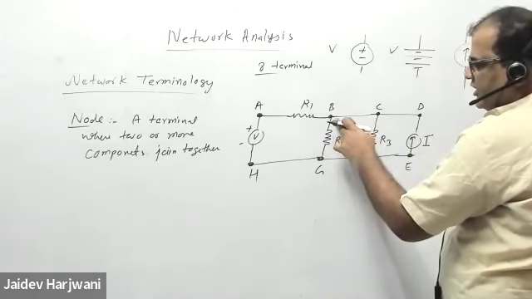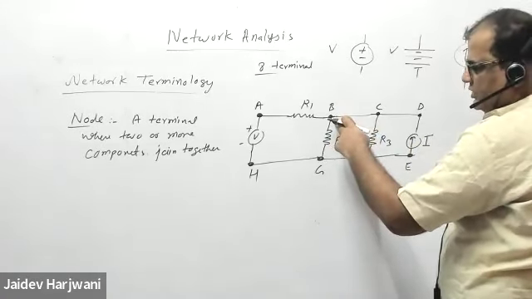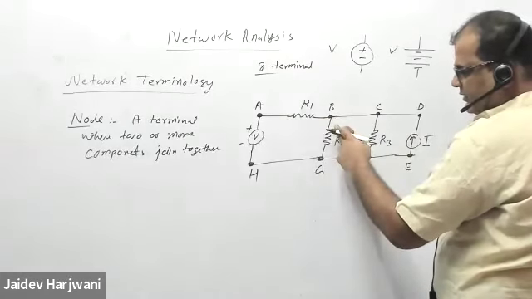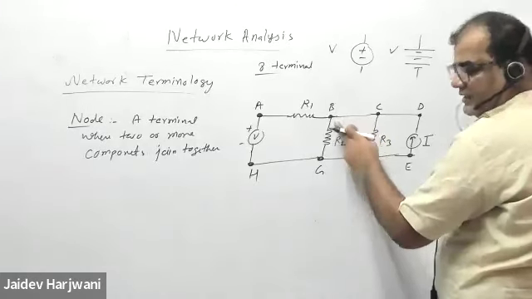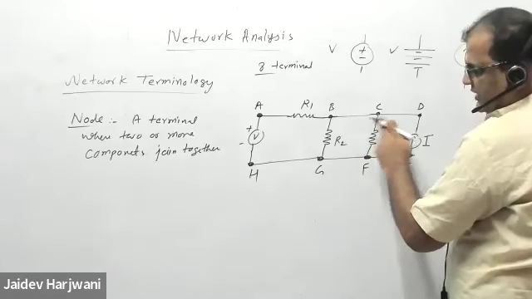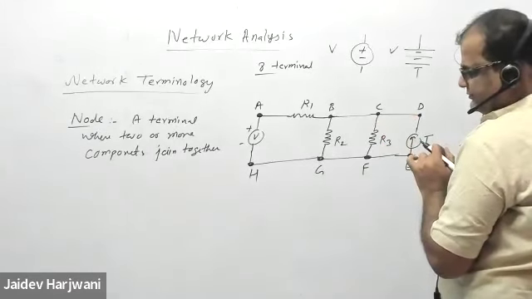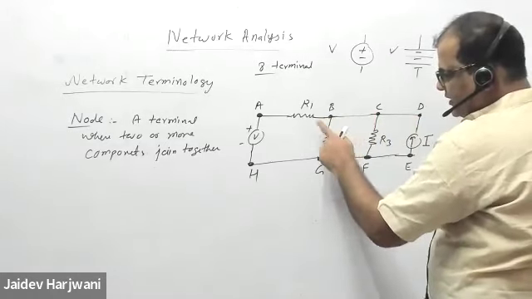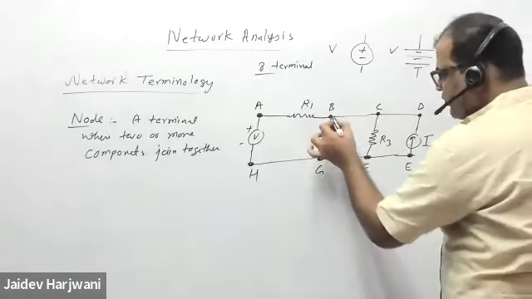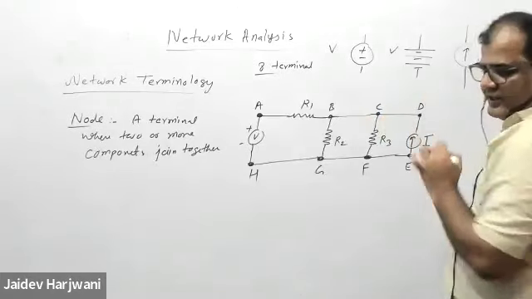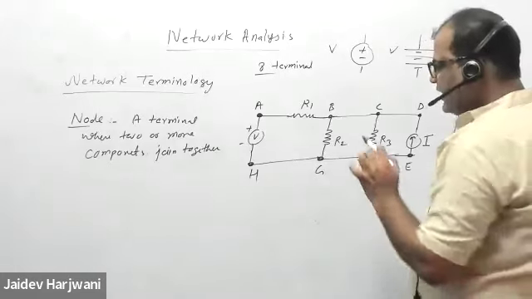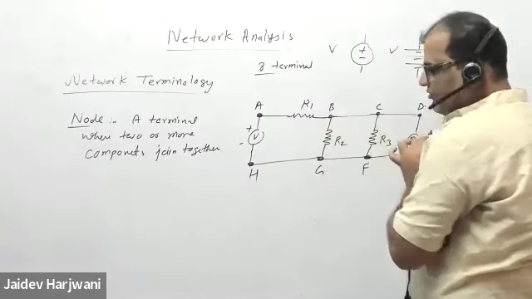Here, how many components are joining? Tell me. 2 or 3? 3. This one, and this is a wire only. This is a connection wire. Okay, these are short. So in this point, 1, 2, 3, 4 components are coming, because this point and this point, these all 3 points are same. I cannot say these terminals are different.